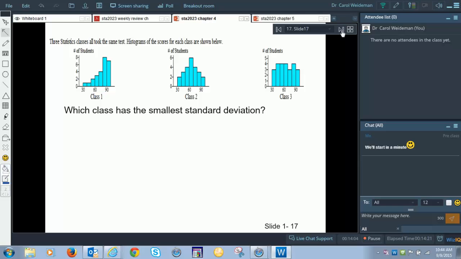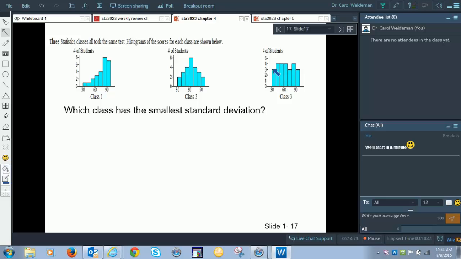Which class has the smallest standard deviation? All right, now, remember standard deviation is a measure of the distance of the data values from the mean. Now, we said in this class 1, the mean's going to be somewhere up here. So there's a lot of data values far away from it. So this is going to have a pretty big standard deviation.